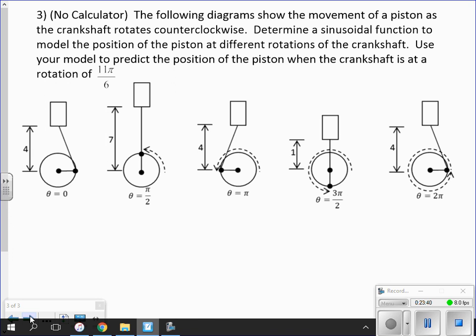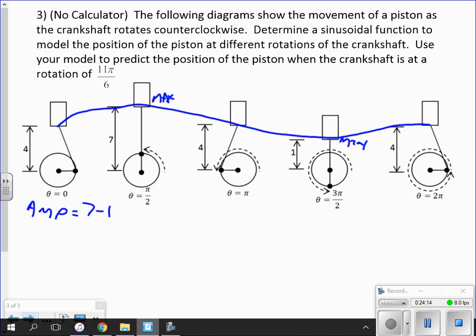So our amplitude is halfway of the distance between the highest and the lowest point. What's the highest point? 7. What's our lowest point? 1. So it starts here, goes up, goes down, goes up. Our maximum is 7. Our minimum is 1. Our amplitude, 7 minus 1 divided by 2. Our amplitude is 3.